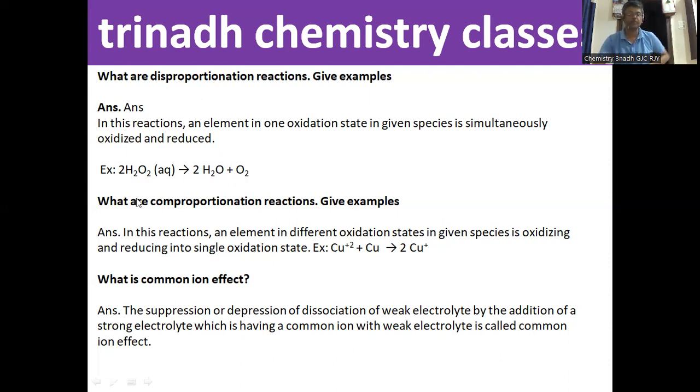The next one is, what are comproportionation reactions? Give examples. These are the reverse of disproportionation. An element in different oxidation states in given species is oxidizing and reducing into a single oxidation state. So the example is this one.